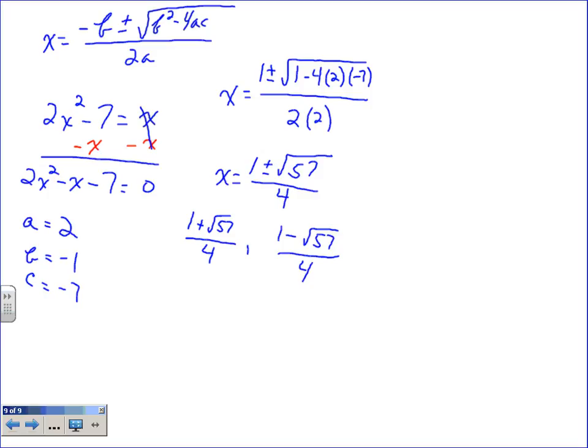And then you divide that by 4, and you get 2.14. These are approximates. They're not exact, we've rounded. And then 1 minus the square root of 57 equals, and then divide that by 4, and you get negative 1.64. Okay? That's your 2 answers.